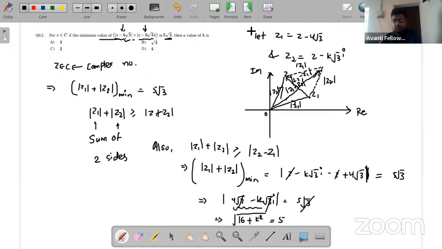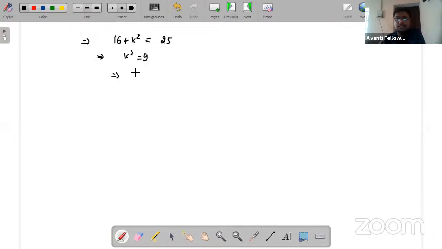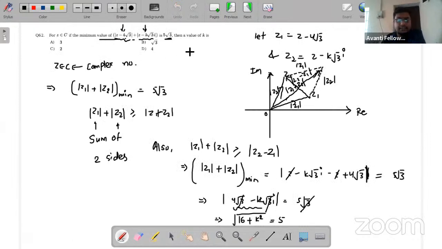Okay. So now in the next page, what can we do? We can square both sides. So squaring, 16 plus k square is equal to 5 square, which means 25. So here we got k square is equal to 9, or k is equal to plus or minus 3. Clear? Now we will check which option is correct. We have to find the value of k. So k will be 3, and here minus 3 is not given. So only one option is correct.